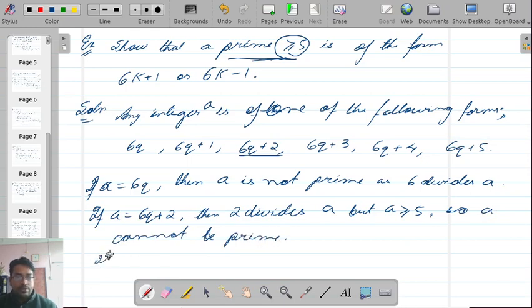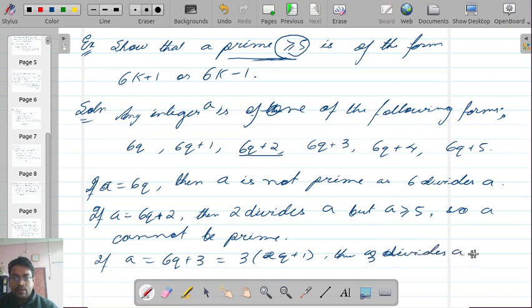If a equals 6q plus 3, then this will be 3 times (2q plus 1), which is divisible by 3. Then a is not prime. 3 divides a, and a is greater than or equal to 5, so a cannot be prime.